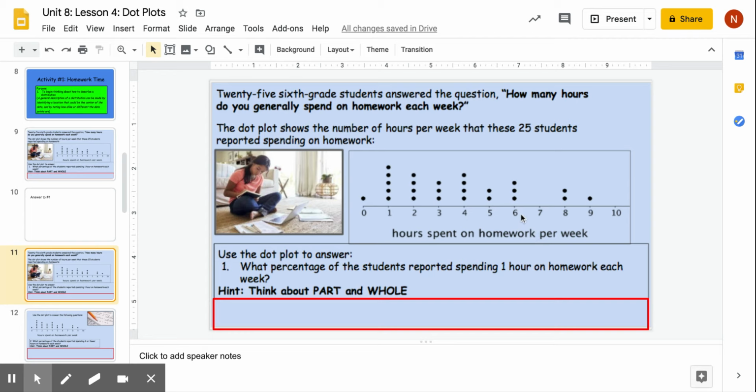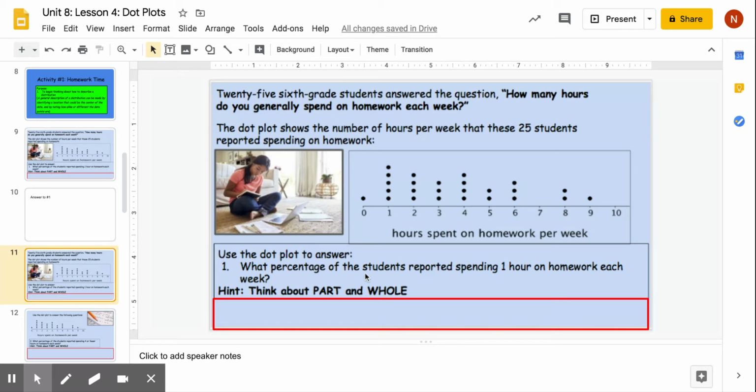graders. And down here you can tell that is the hours spent on homework per week. So here is 1 hour per week, 2 hours per week, 3 hours, and look at this, 0 hours per week. So we have our dot plot, we have the story that goes behind it. Now we are using that information to answer this first question.